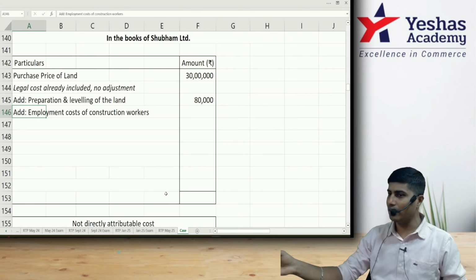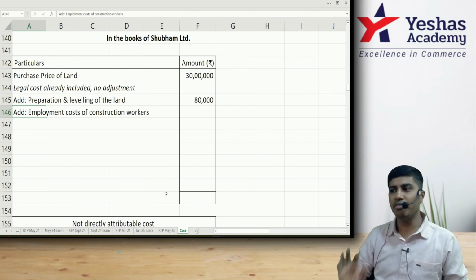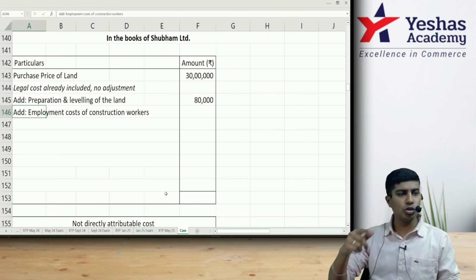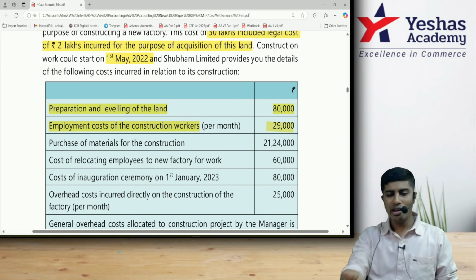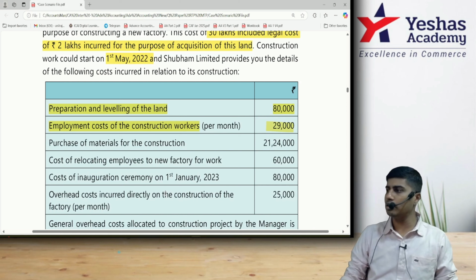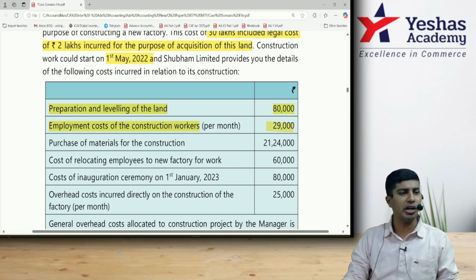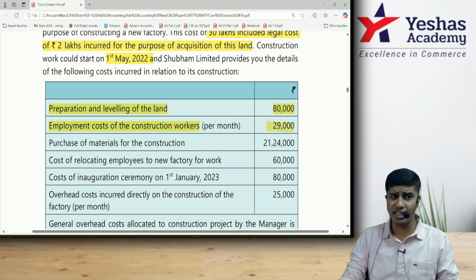So I'll write the heading. I'll write the name, but I'll leave the amount blank. Later when I get to know the period of construction, number of months, I'll multiply it with 29,000 per month and then write the cost as a part of my cost of factory. Can I proceed to the next item?